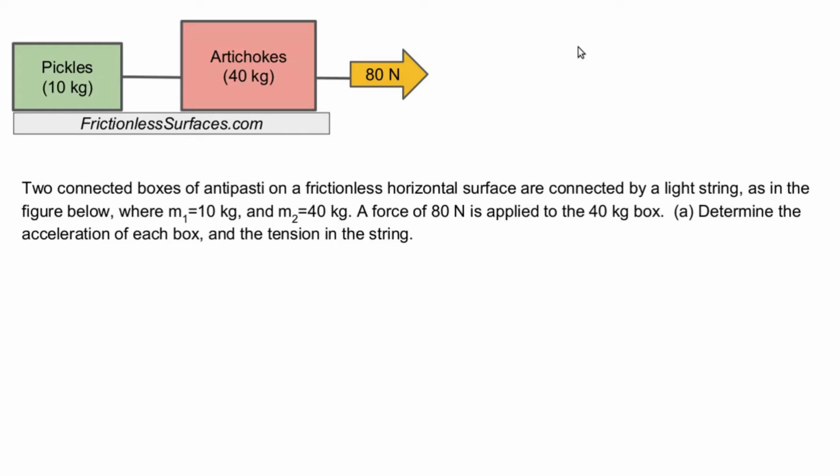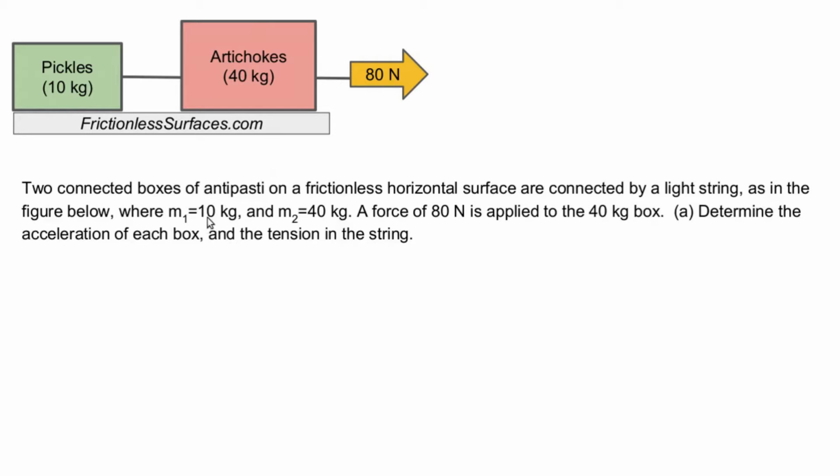You might see a problem expressed like this with words. I have two connected boxes of antipasti, that's like my pickles and artichokes here, on a frictionless surface. It's horizontal. They're connected by a light string, meaning the string itself doesn't have mass that we care about, as in this figure above, where mass 1 is 10 kilograms and mass 2 is 40 kilograms. Force of 80 newtons is applied to the 40 kilogram box as shown. Determine the acceleration of each and the tension in the string.